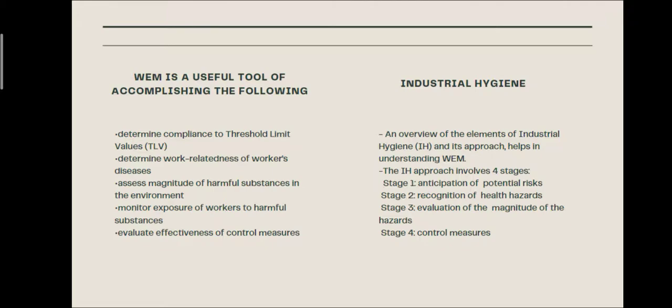Industrial hygiene. It is an overview of the elements of industrial hygiene and its approach to help in understanding WEM. The IH, or industrial hygiene, involves 4 stages. Stage 1, anticipation of potential risk. Stage 2, recognition of health hazards. Stage 3, evaluation of magnitude of the hazards. Stage 4, control measures.